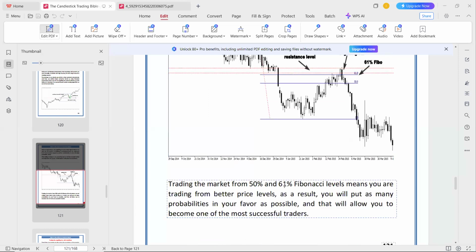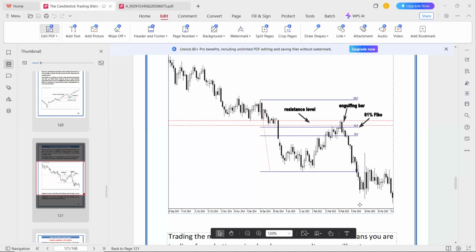Trading the market from the 50% and 61% fib levels means you are trading from better price levels. As a result, you'll put as many probabilities in your favor as possible, and that will allow you to become one of the most successful traders.